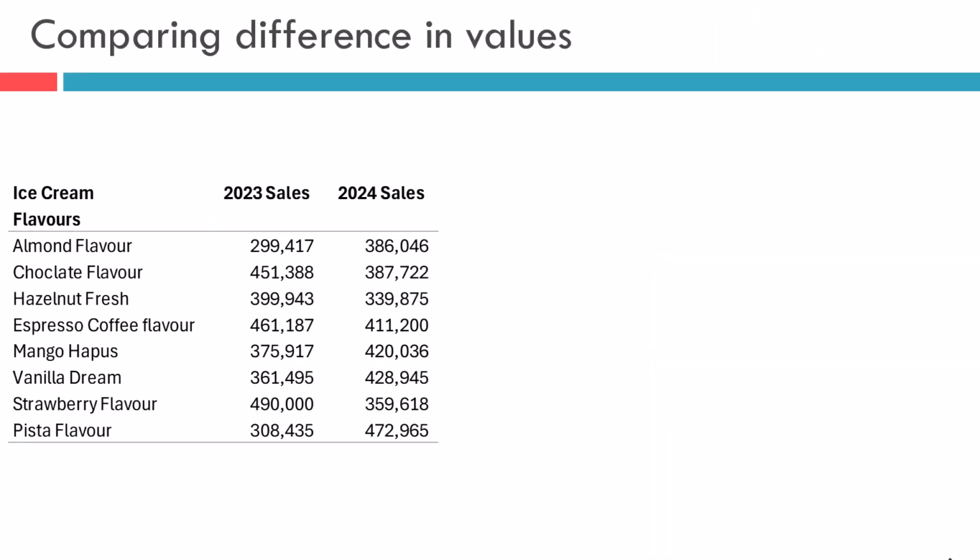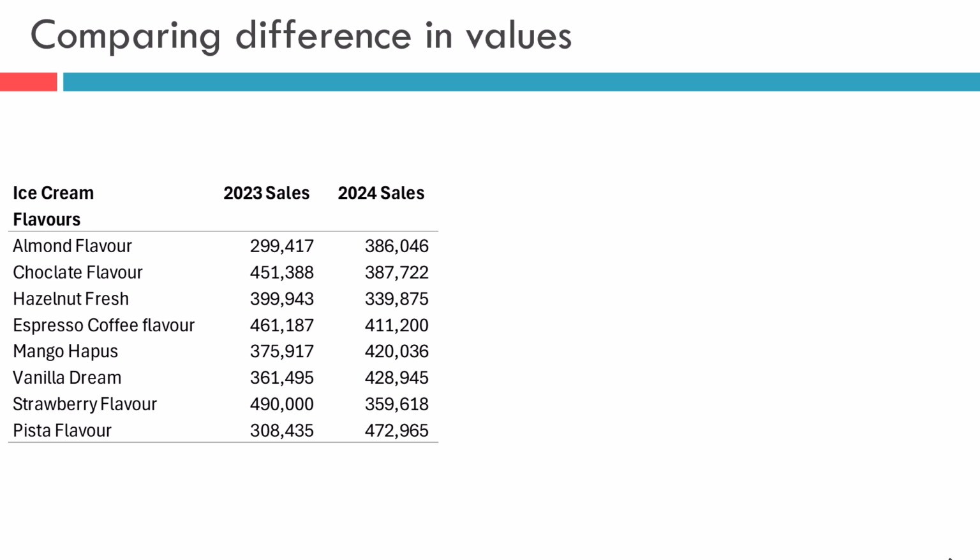Now imagine that you have a sales data across 2 years for different flavors of ice cream. Now this data can be any 2 points in the time. Now you want to compare the increase or decrease of sales for each flavors from 2023 to 2024.